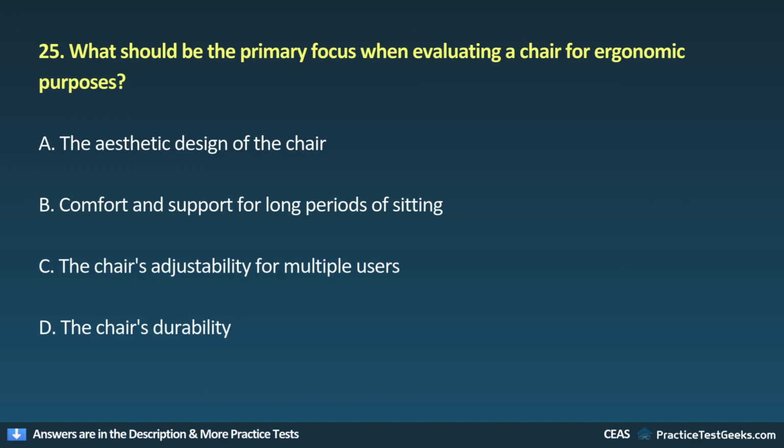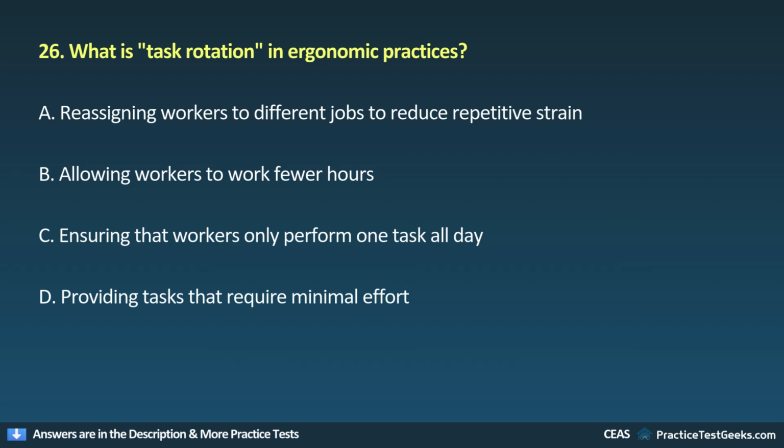25. What should be the primary focus when evaluating a chair for ergonomic purposes? A. The aesthetic design of the chair. B. Comfort and support for long periods of sitting. C. The chair's adjustability for multiple users. D. The chair's durability.